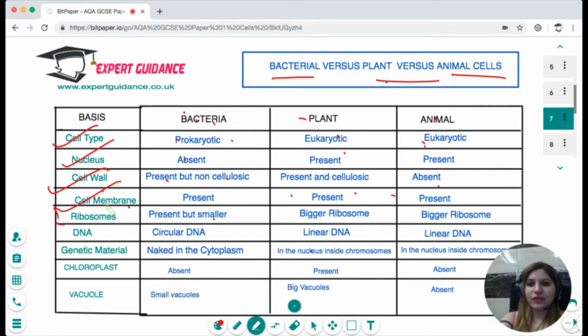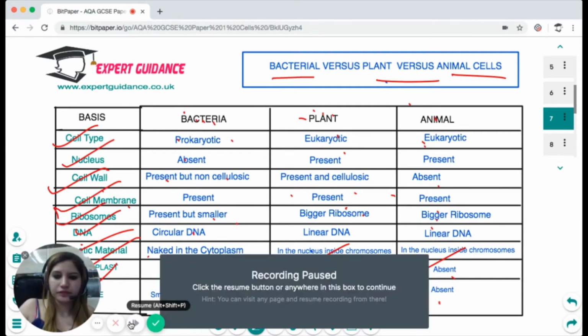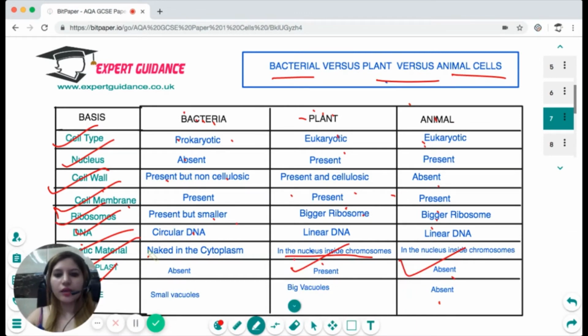In bacteria, ribosomes are smaller, but in plant and animal cell they're bigger. DNA is circular in bacteria but linear in plant and animal cell. The genetic material in bacteria is naked, found in the cytoplasm. In plant, it is in the nucleus inside the chromosome, and same in animals. The chloroplast is absent in the bacteria and the animal cell but present in the plant cell, and the vacuoles are small in bacteria but absent in the animal cell and present in the plant cell. Okay, so I hope the similarities between bacteria, plant, and animal cell and the differences are clear to you.